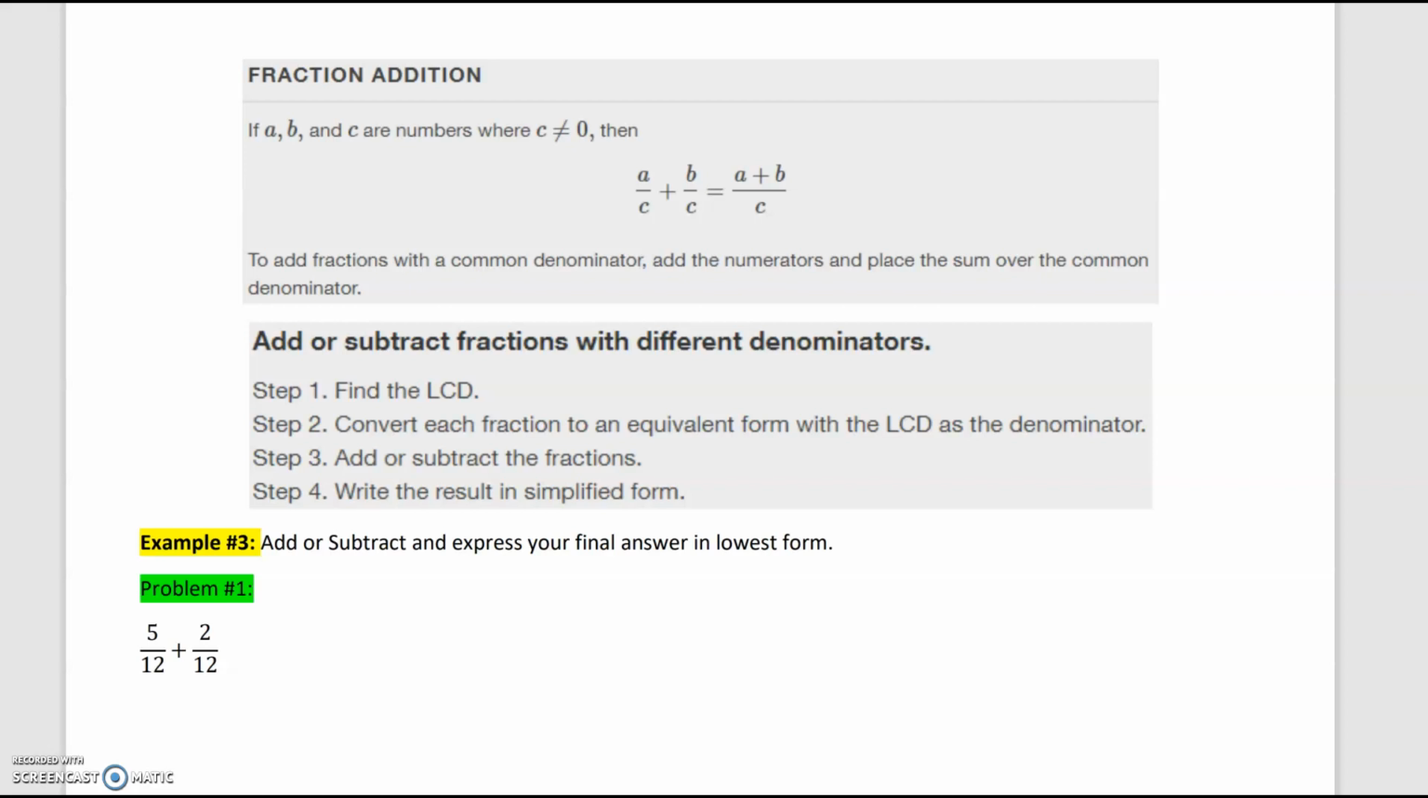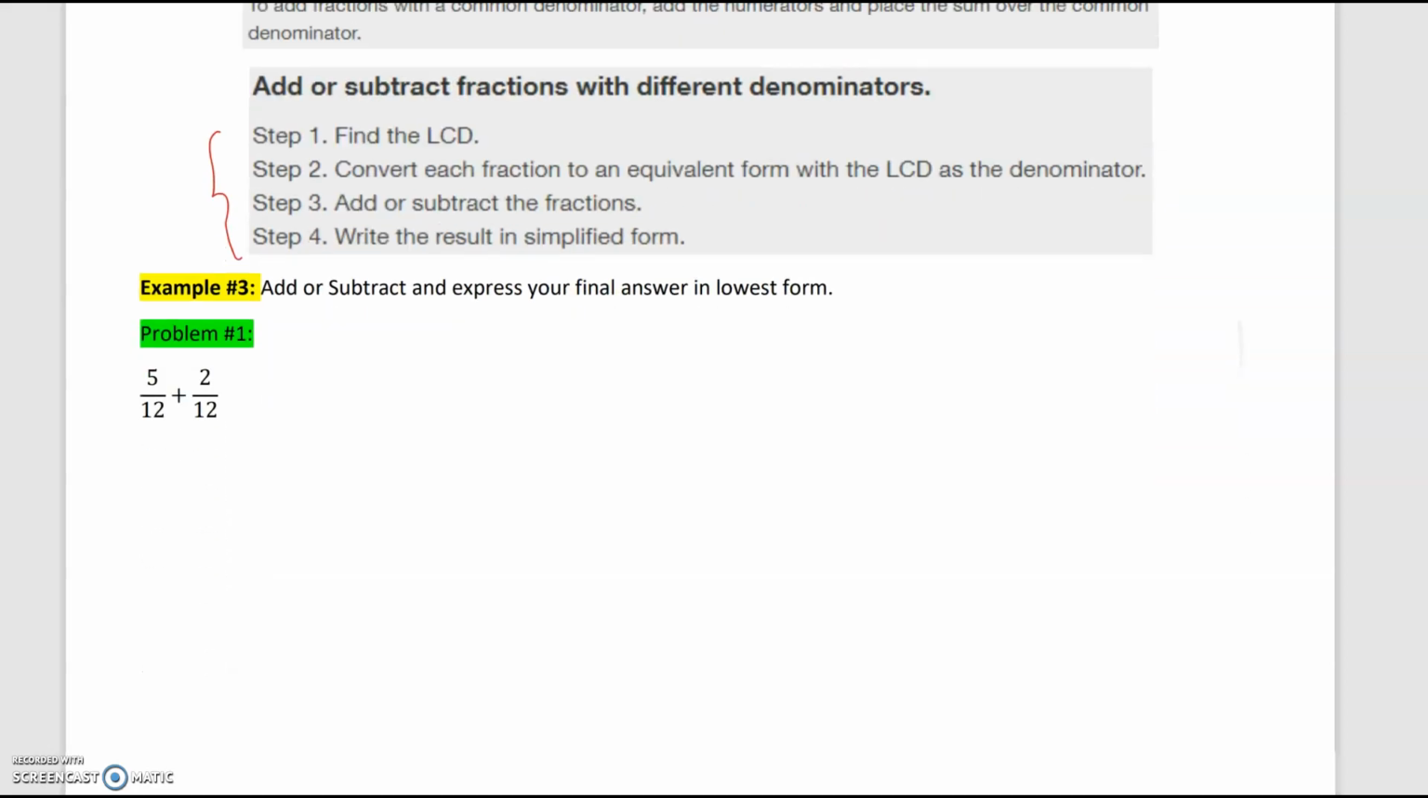Now in example 3, we're going to be adding fractions, and there are two main types of problems that we're given. So the first type of problems are going to be fractions with the same denominator. In this case, you're just going to be adding or subtracting the numerators. And if you don't have a common denominator, then you're going to have to find one by technically evaluating or calculating the LCD.